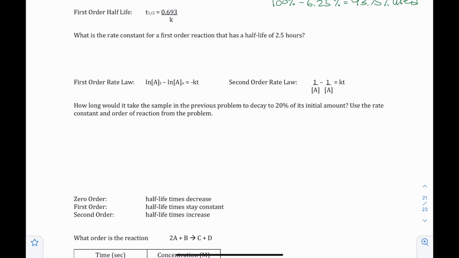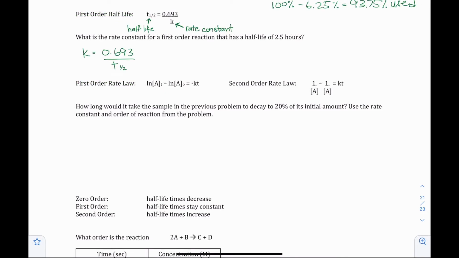For problems where the amount of the sample isn't decreased by an even half-life, we can calculate using the equations for first-order half-life and first-order rate law. We'll use the first-order half-life equation first to solve for k, and then once we have k, we can use the first-order rate law equation to solve for time. In the first-order half-life equation, T1/2 equals 0.693 over k, where T1/2 is the half-life and k is the rate constant.